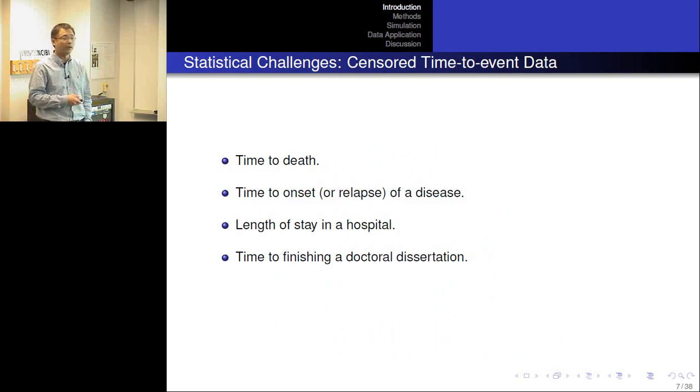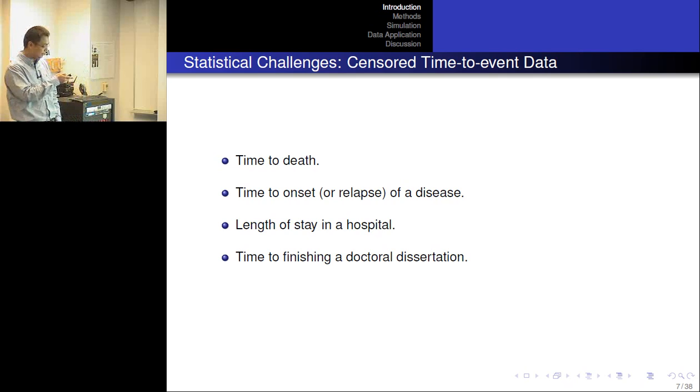So I will focus on one special type of data set called censored time-to-event data. For example, we have time to death, starting from a cancer diagnosis to death, or time to onset of a disease, or length of stay in a hospital, or even time to finish a PhD dissertation. For example, my best friend took 1 year less than me to complete the PhD dissertation. But at least I'm glad I'm not censored, because what does censored mean? That means if the patient drops from the study, then we do not know what happened after that time point. We call it a censored data set.